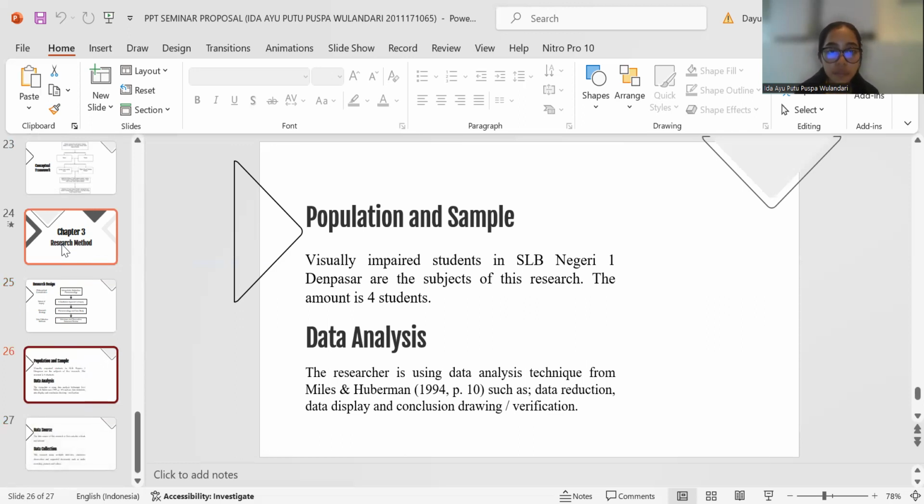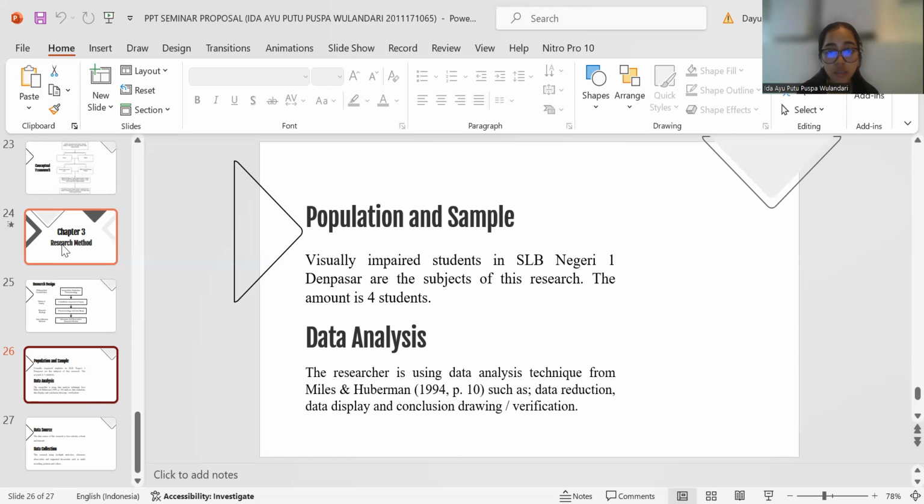And also for the population and sample, I use SLB Number 1 Denpasar as the subject of this research, and the number of students is only 4, because there are not many students who could be interviewed and observed, because the students are limited. And the next is data analysis.